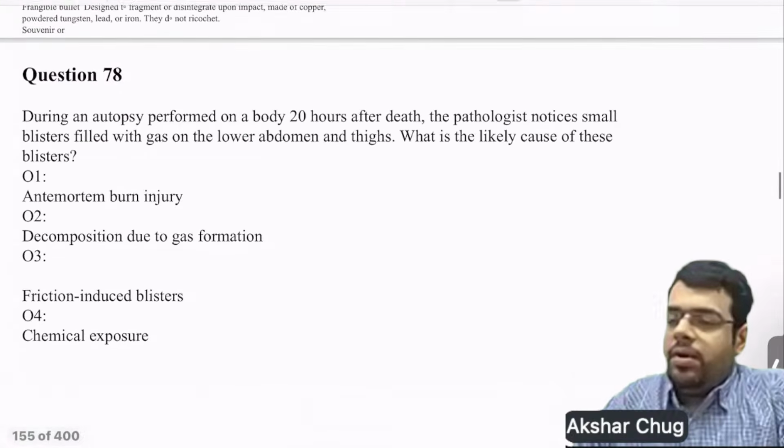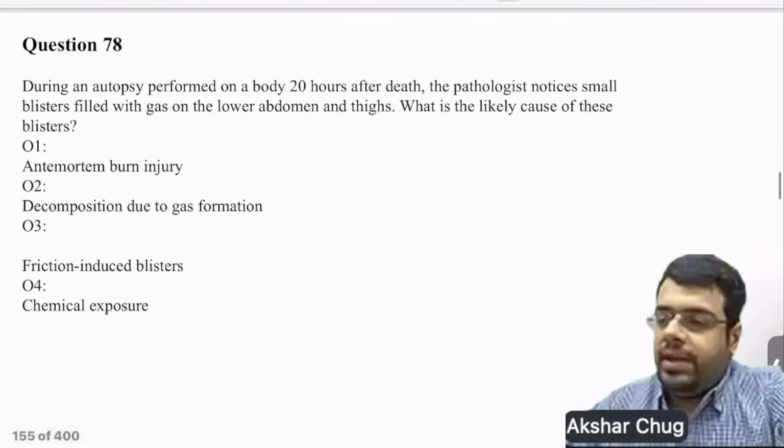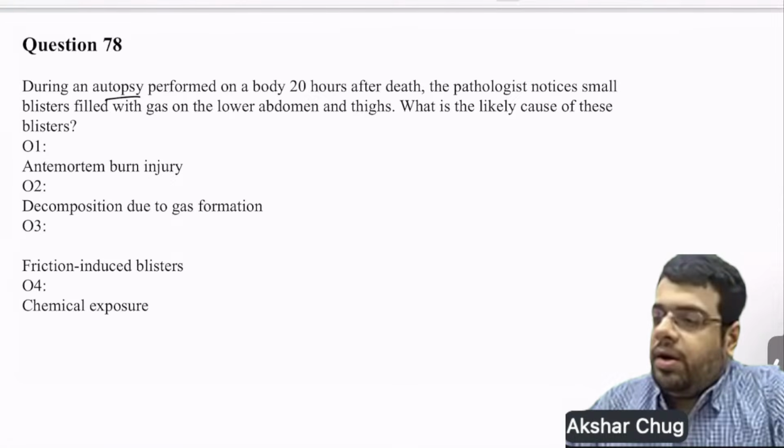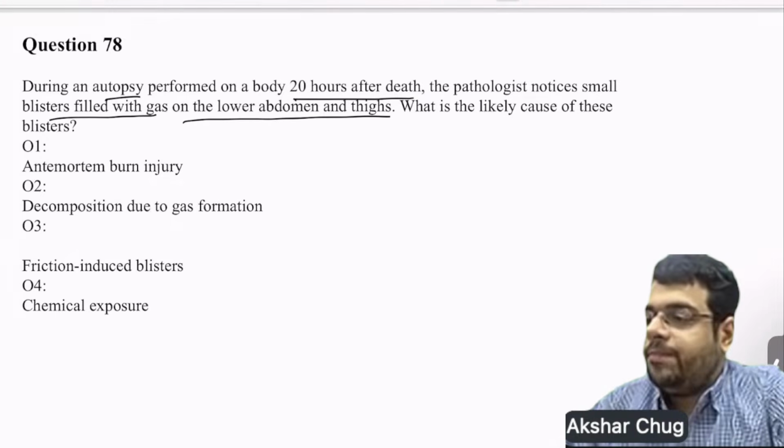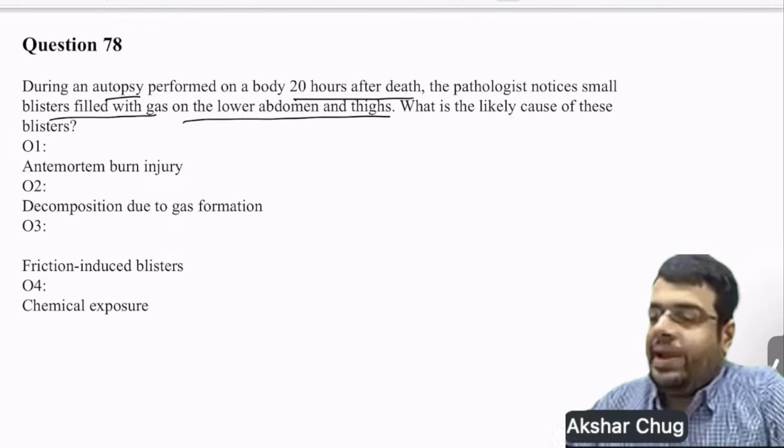Moving on to question 78. During autopsy performed on a body 20 years after the death, the pathologist notices a small blister filled with gas on the lower abdomen and the thighs. Which of the following is the likely cause of the blisters?